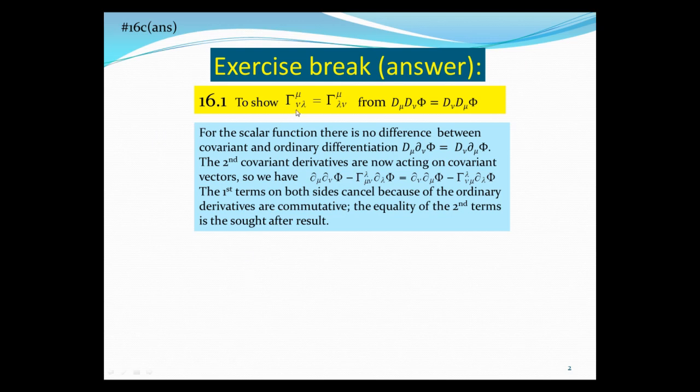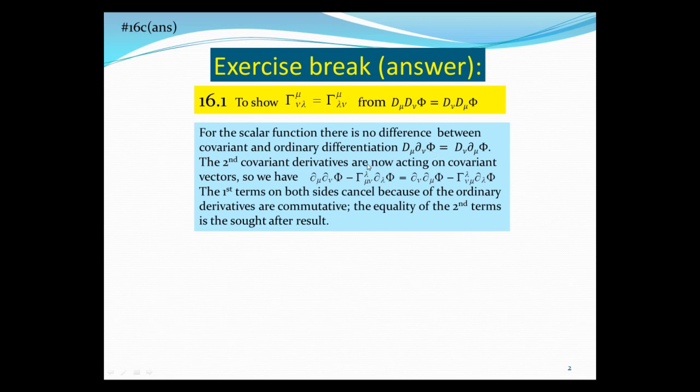So, for example, here are low indices mu and lambda. If you switch them, you get the same Christoffel symbol back. You start from the fact that the covariant derivative of a scalar function is commutative. You can differentiate with respect to mu or with respect to nu. For a scalar function, there's no difference between the covariant and ordinary derivatives. So therefore, I can replace the first covariant derivative by the ordinary derivative.